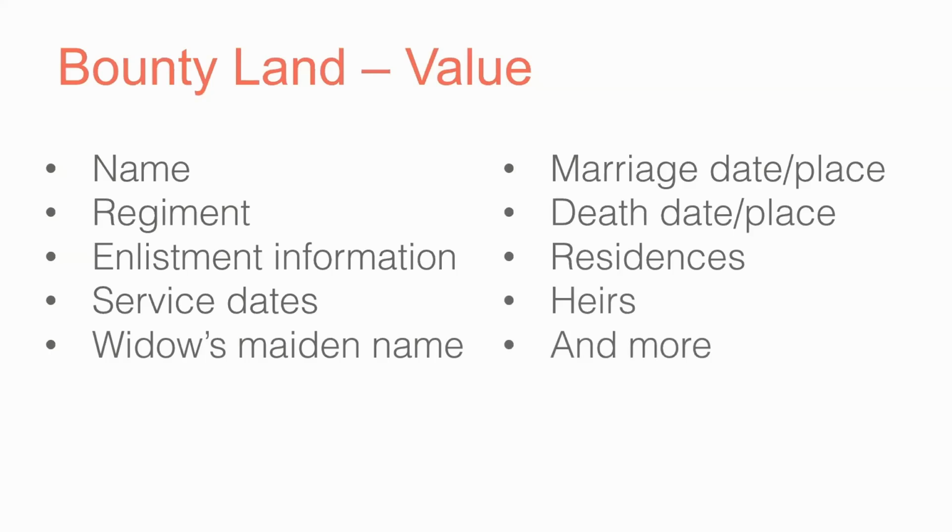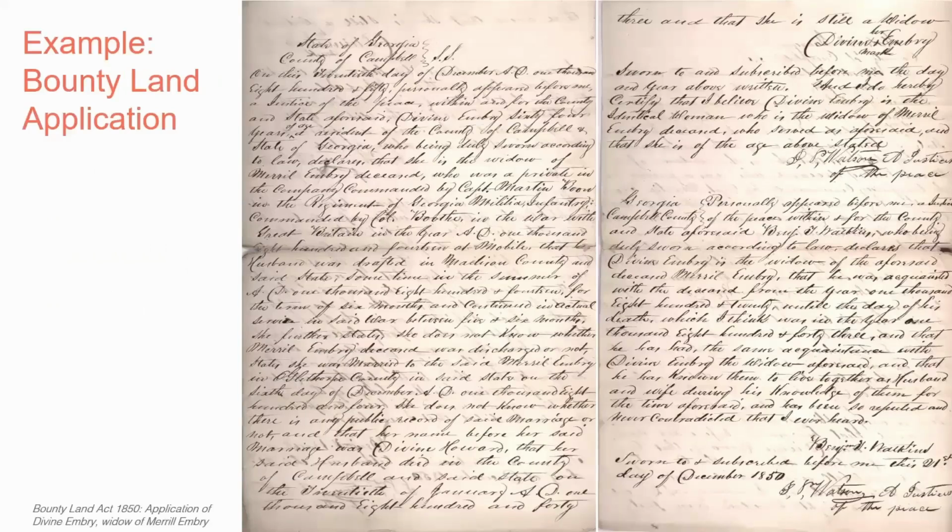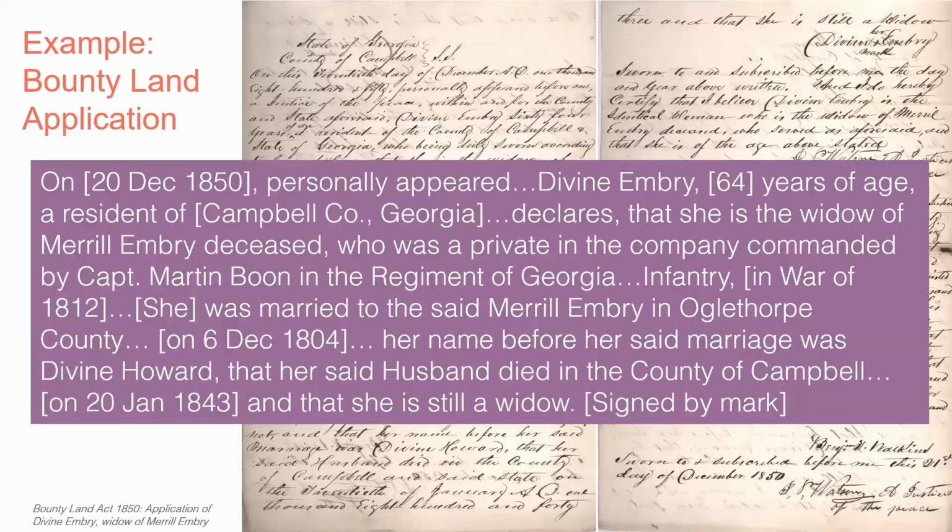So let's look at an example of one of the applications. This application is for a widow, and she went to the county clerk to declare that she qualified for the bounty land. So on it, we learned that Divine Embry appeared before the court on the 20th of December, 1850. She was 64 years of age and was a resident of Campbell County, Georgia. She said she was a widow of Merrill Embry, who is deceased, and he was a private in the company commanded by Captain Martin Boone in the Regiment of Georgia in the War of 1812.